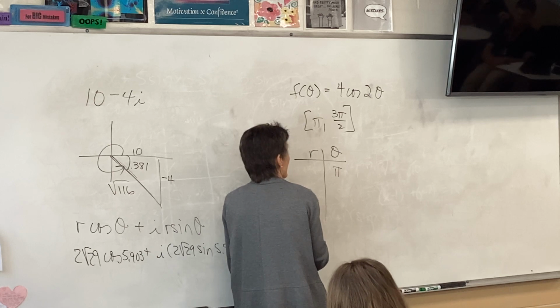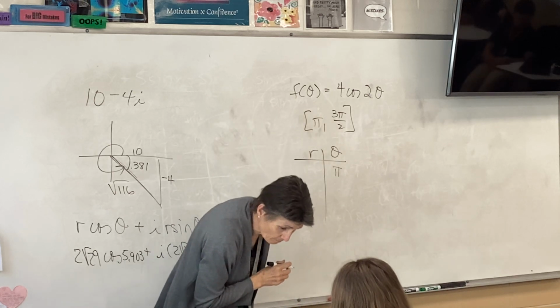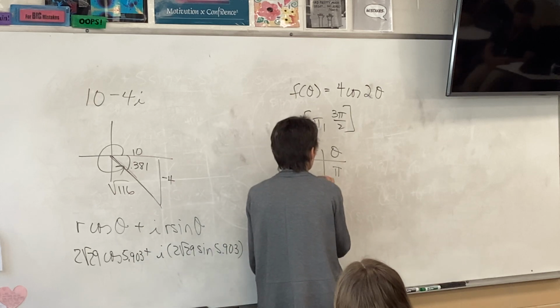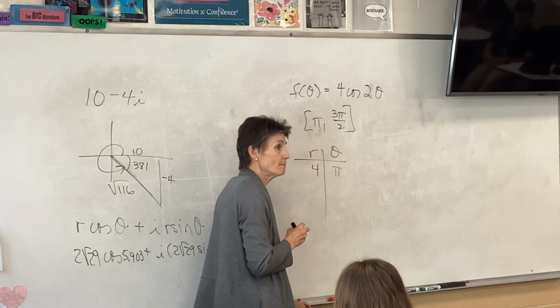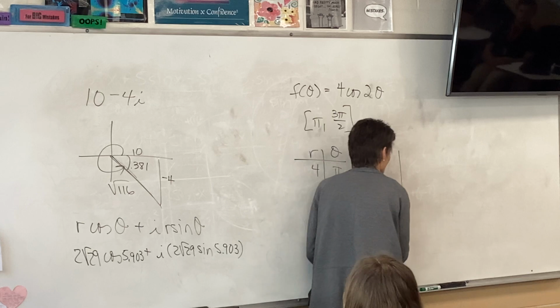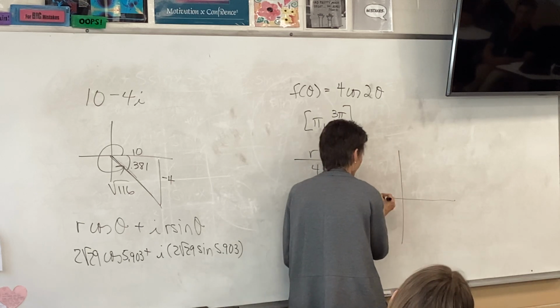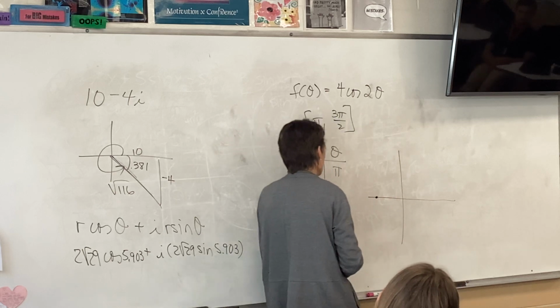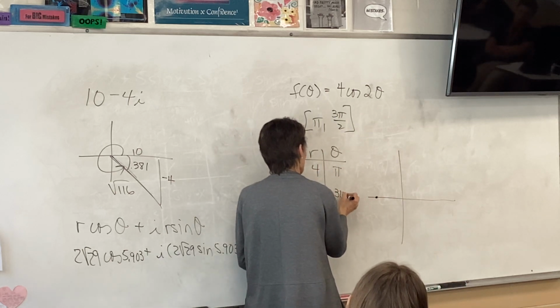And what's the cosine? Is this sine or cosine? Cosine. So what's the cosine of 2 pi? 1. So that's just gonna be 4 pi. So when I look at the pictures, 4 pi is right here. Okay? Alright.